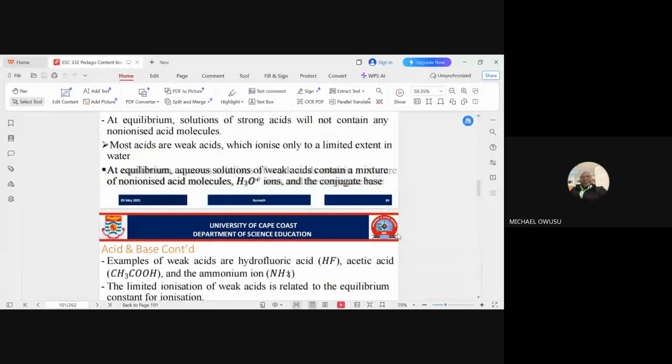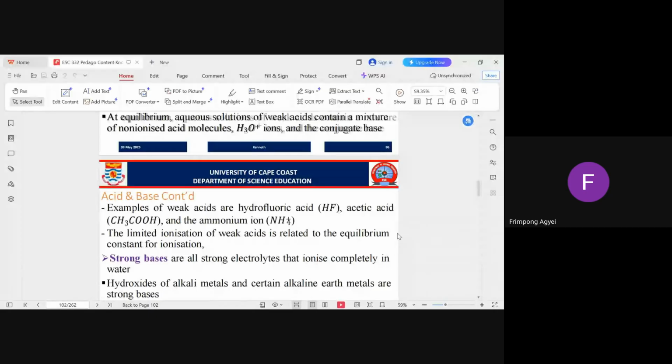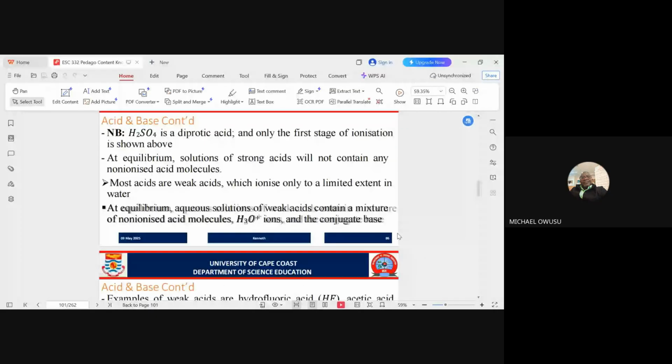And then when we talk of weak acids, they partially dissociate in solution. They don't completely dissociate, they partially dissociate in solution. An example is almost all the organic acids.